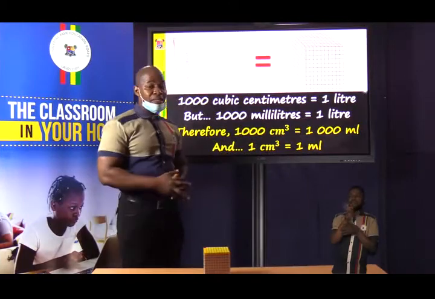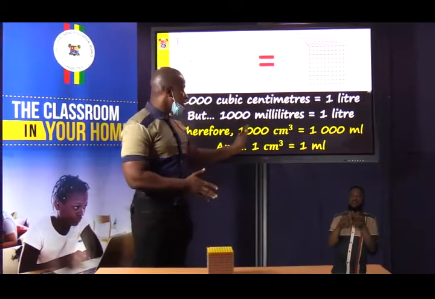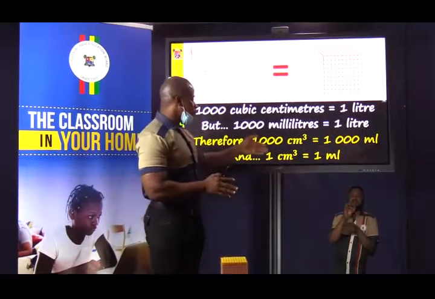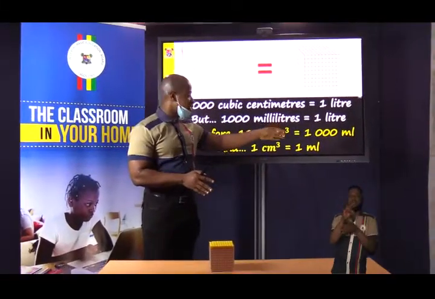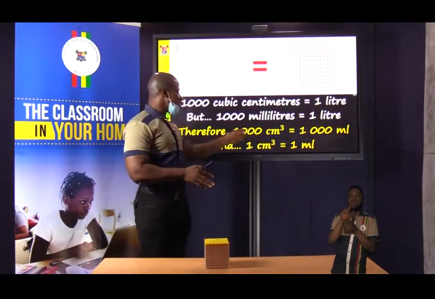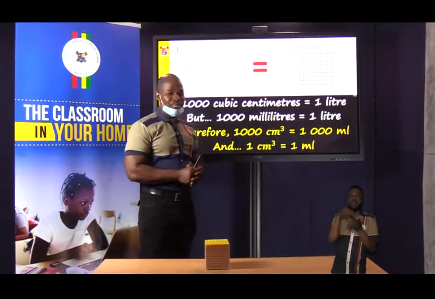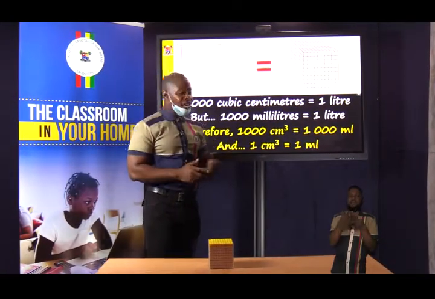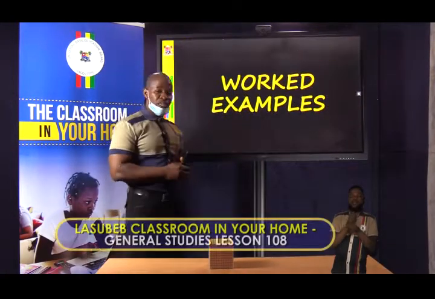So these are the basic relationships that we're working with. This is the relationship between the capacity and the volume. The capacity is measured in liters and milliliters, and so 1000 milliliters, which is 1 liter, is the same as 1000 centimeter cubes. So keep that at the back of your mind as we work with today's examples.